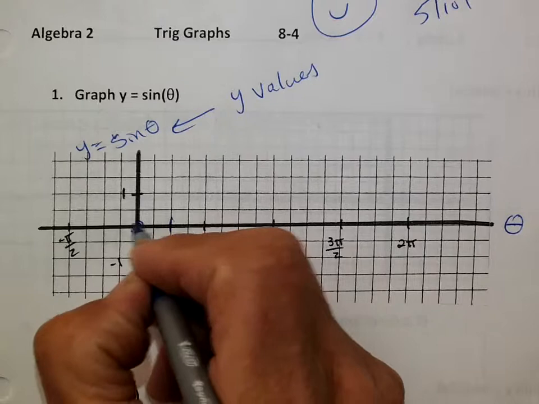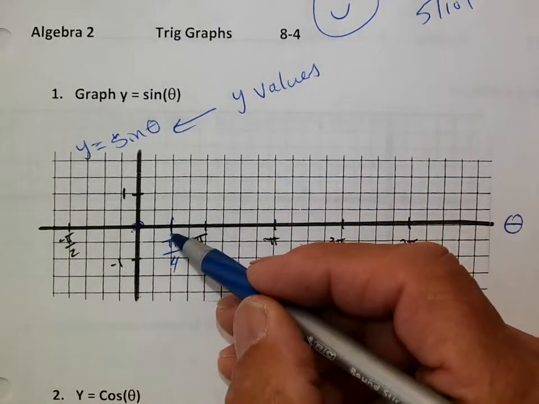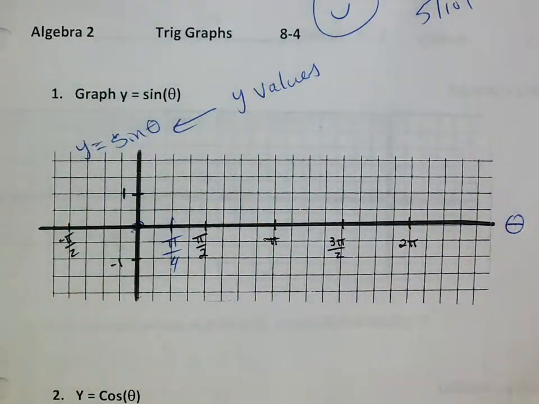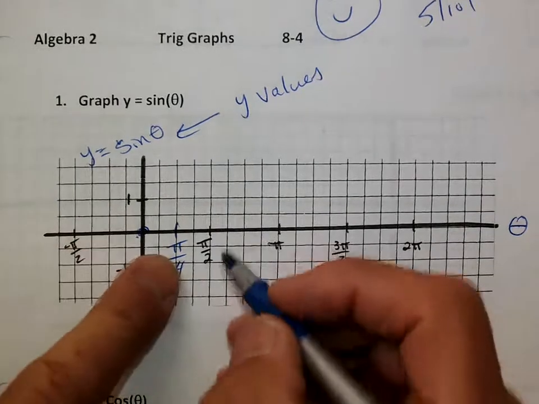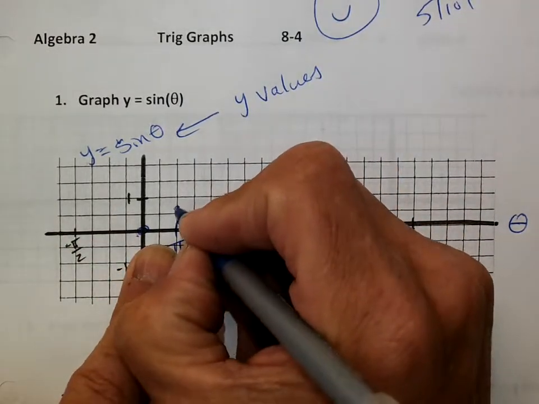Okay. At pi over 4, here's my pi over 4. My y value is square root of 2 over 2, which is approximately 0.7. So at pi over 4, we're going to go to about 0.7. So we'll estimate 0.7, maybe about there. Okay.